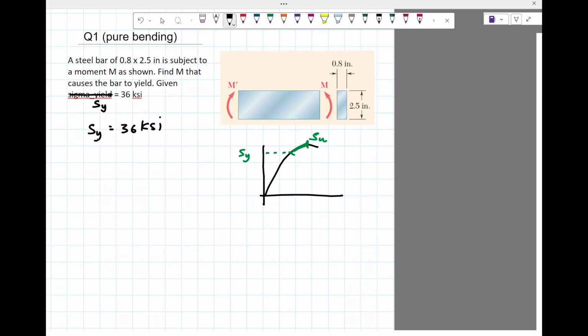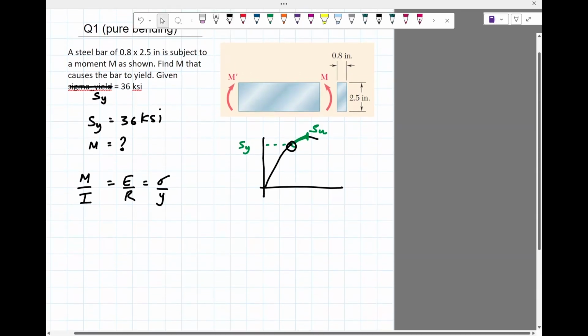You are asked to find M. Find M such that you hit this point. That's the question. So how do we do this? Well, first of all, what formulas do we know? We somehow need to get M. So the only formula I can think of is the last one we wrote down: M divided by I equals E divided by R equals sigma divided by Y. I think that's the formula. That's the only formula involving M.